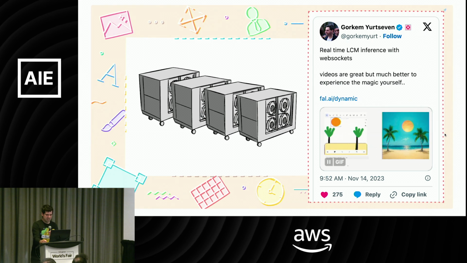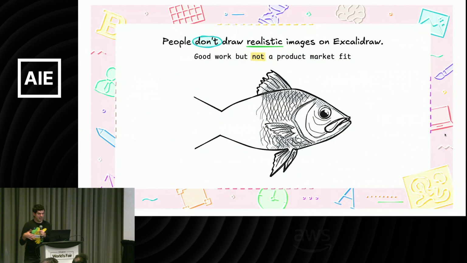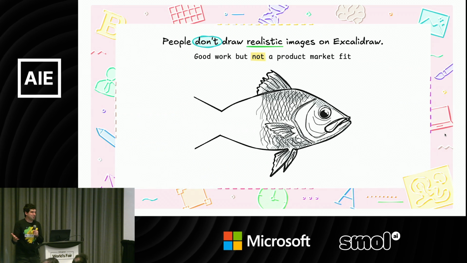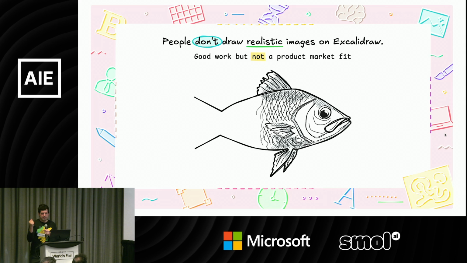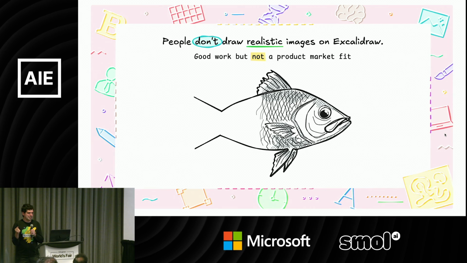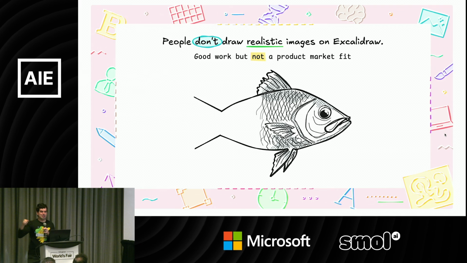But one of the issues is, when we started integrating with Excalidraw, we realized that people don't actually draw realistic images on Excalidraw. And so this is the first key lesson that we found: just because there's a model that exists doesn't mean that it should be within your product.